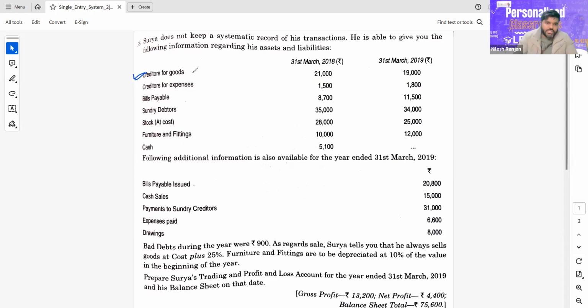So, by using this information, we will prepare creditors account and then we will calculate credit purchase. Again, there is sundry debtors account we have to prepare. Bills payable account we will prepare. And cash account we will prepare. Bills payable information given here will be used inside these accounts, creditors account, debtors account. We will prepare every account that will give us some information for trading account, profit and loss account, and balance sheet.